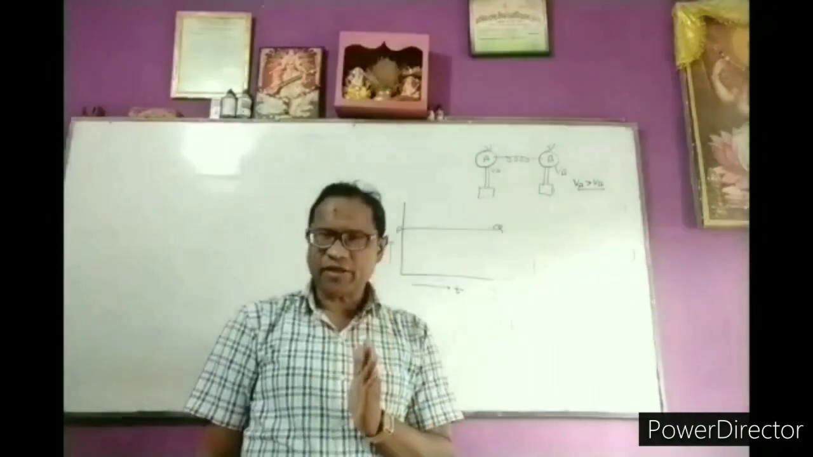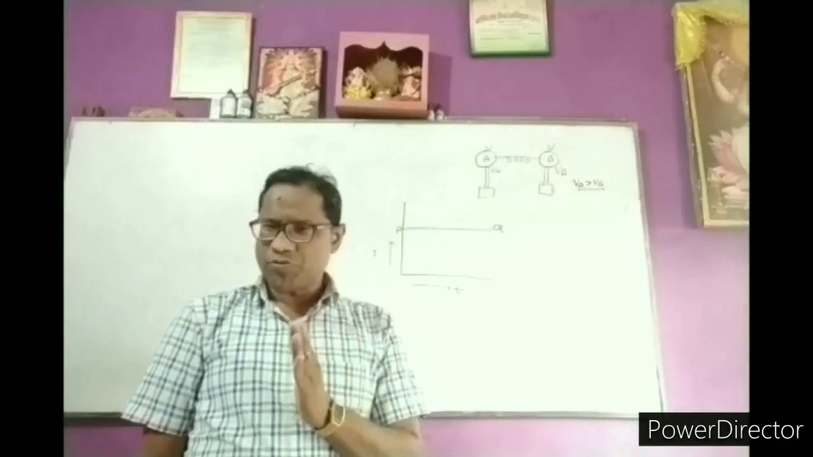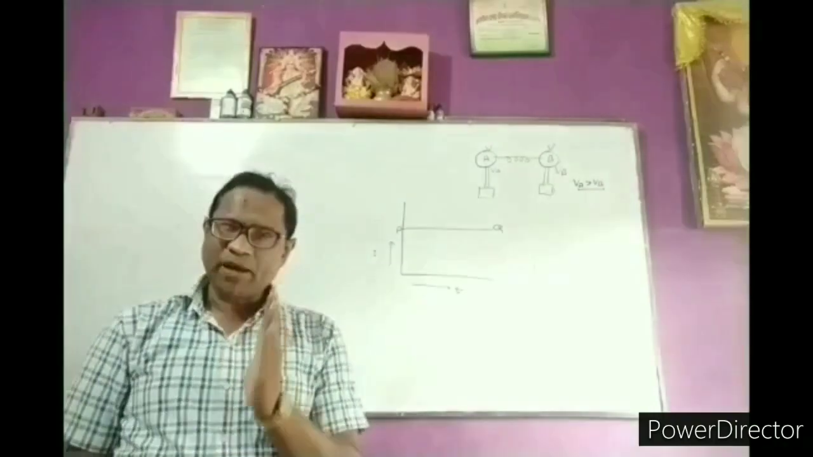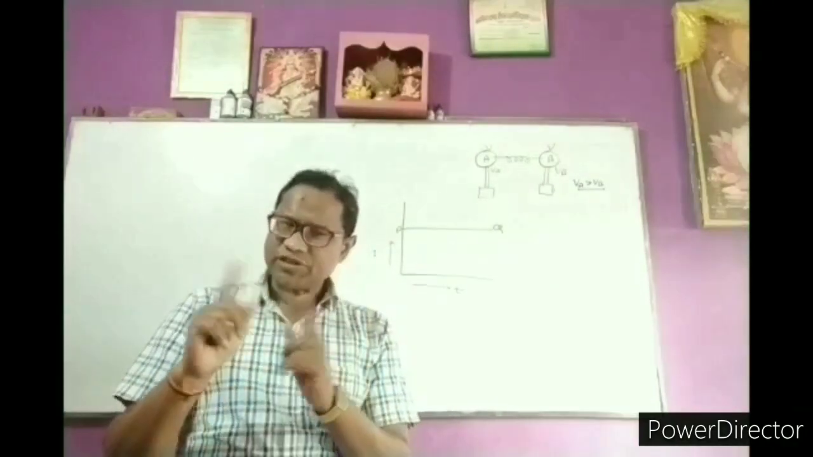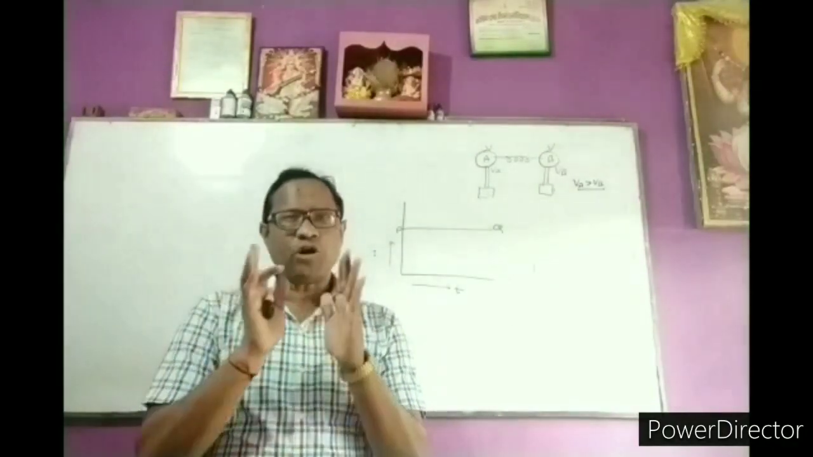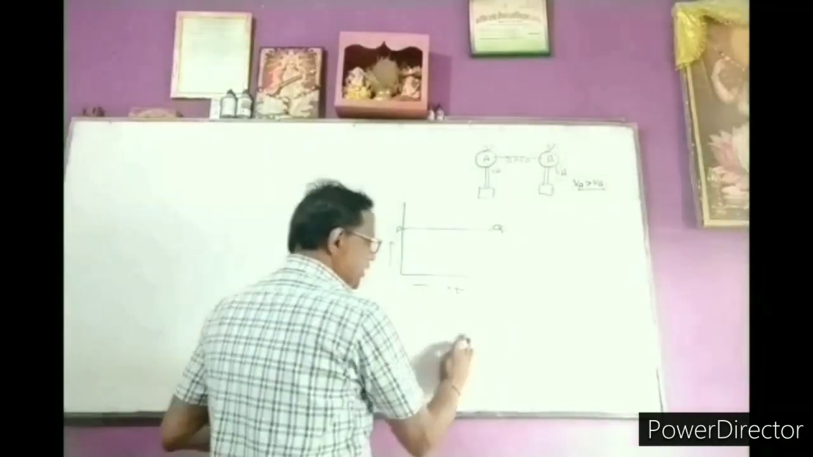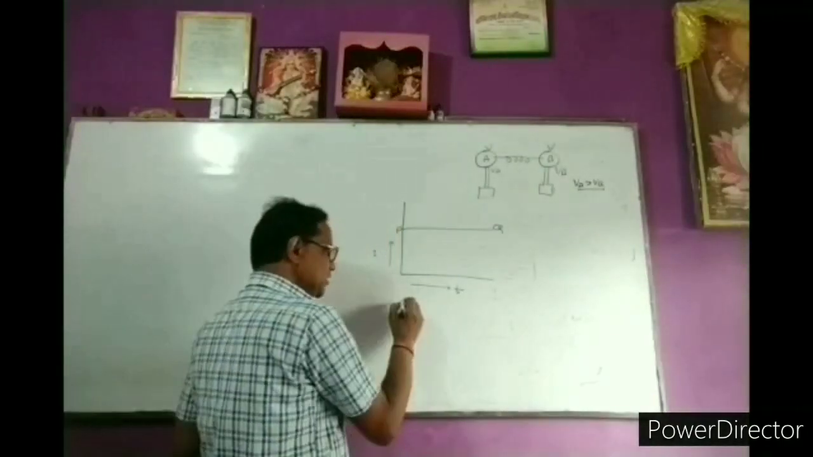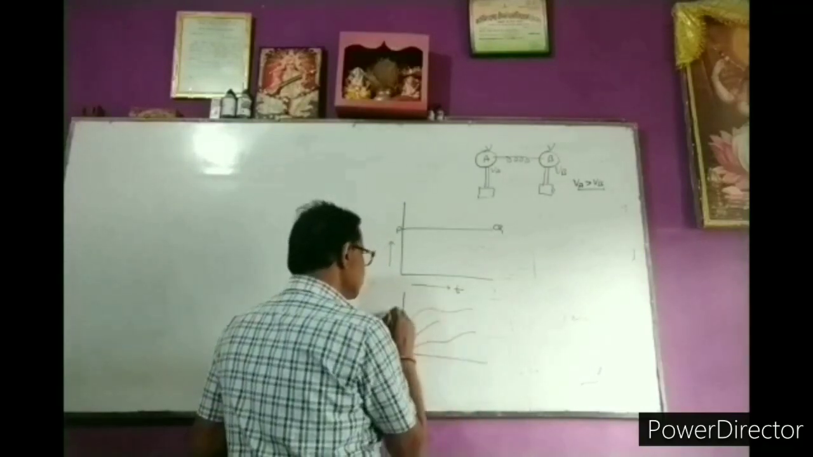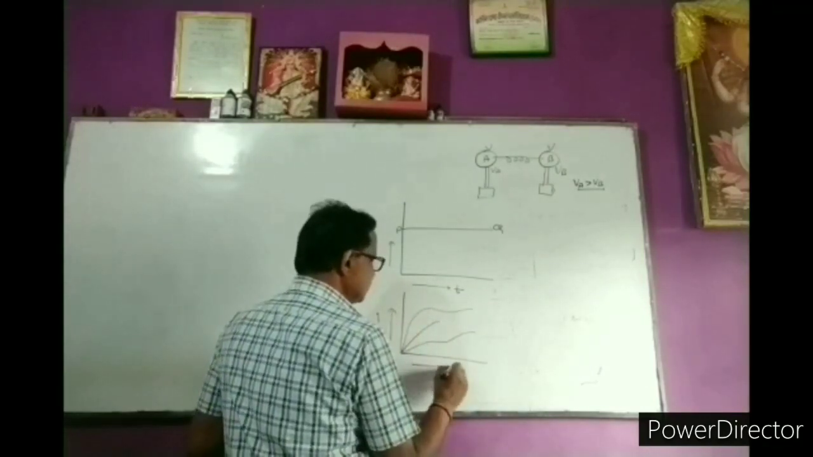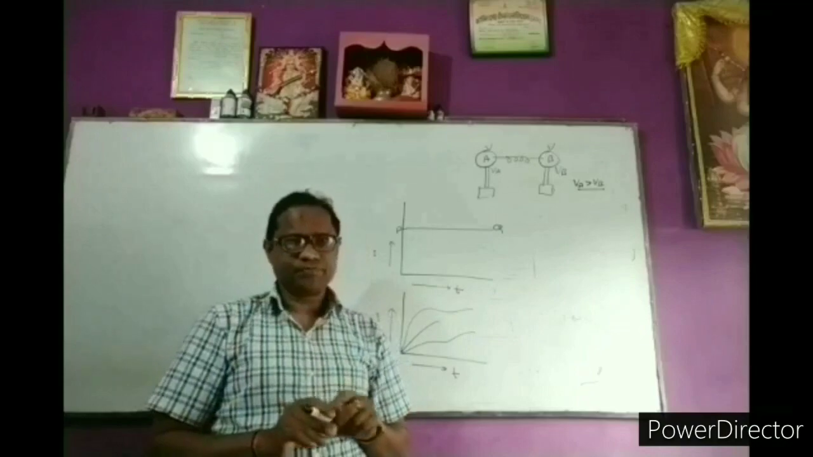Second, varying or variable direct current. An electric current is said to be variable direct current if its magnitude changes with time and polarity remains the same. It is expressed by this graph. In this case, polarity remains the same.